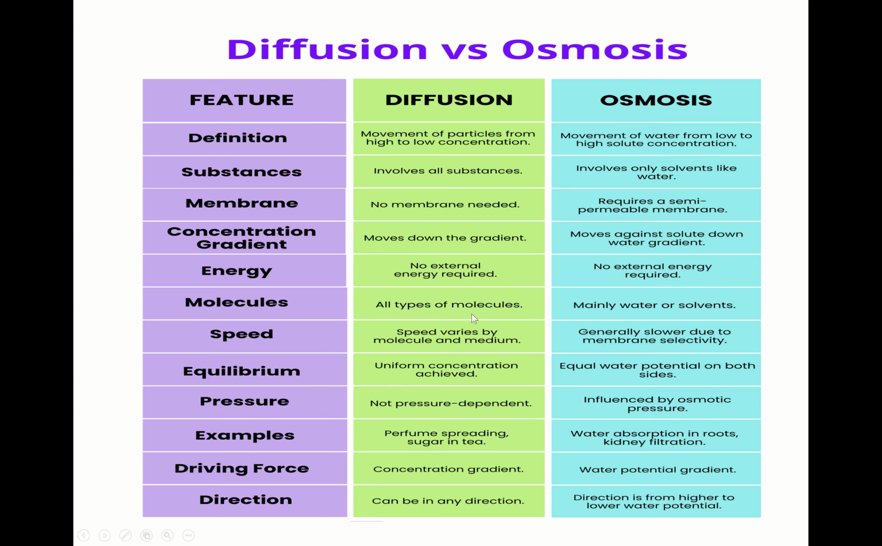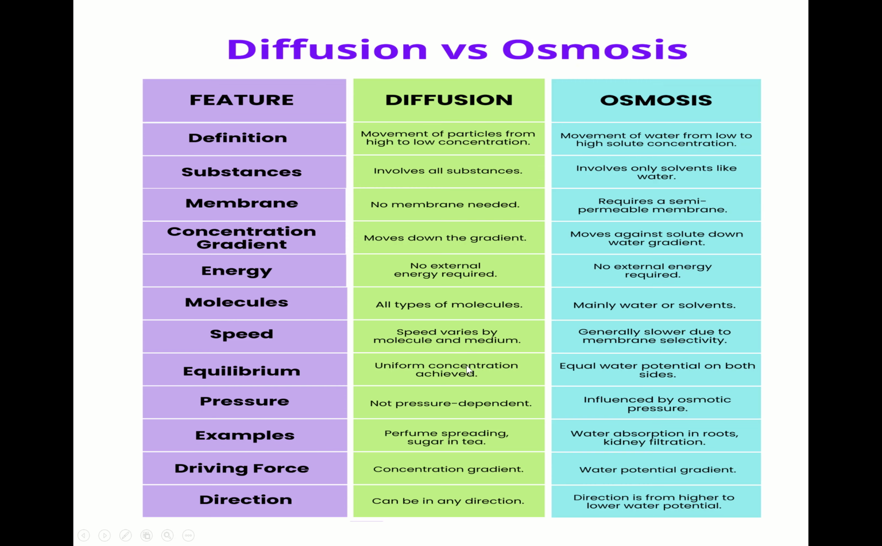Speed, coming on to the speed: speed varies by molecule and medium. So it depends on the molecule and also the medium. Obviously the speed varies, whereas in case of osmosis, generally it is slower due to membrane selectivity. Here you can see there will be rapid movement of the water. It depends completely on the molecule and medium, whereas in osmosis generally the speed will be very low because of the membrane selectivity nature.